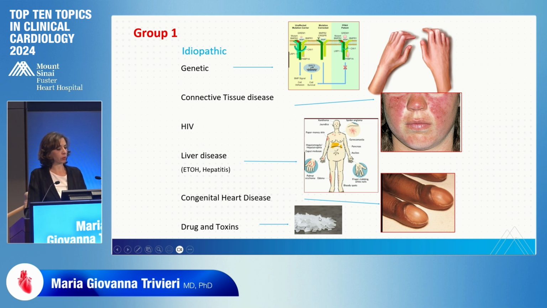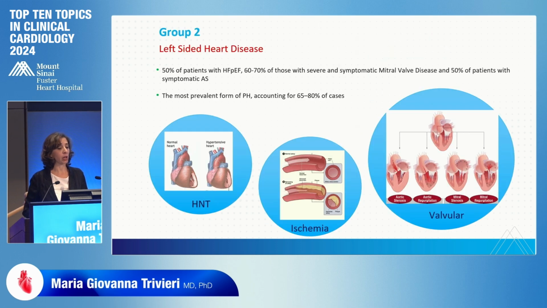It's not as common, group 1 PH associated with drug and toxin, at least for what I can see, but I know there are some parts of the country, especially in Arizona, and I think primarily Arizona, where it's very highly prevalent to have this form of pulmonary hypertension associated with drug and toxin. Left-sided heart disease, again, very prevalent.